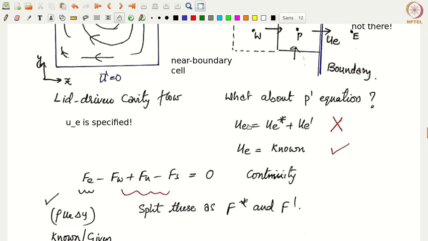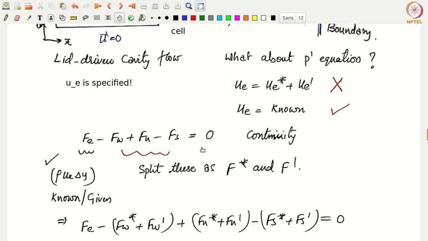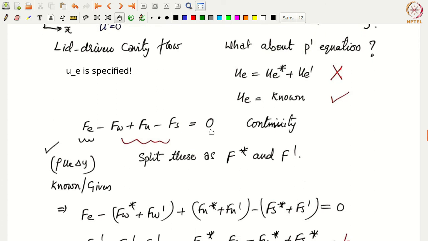That means we already know what the value is, then we should not write it in terms of star and the correction values. Okay, all right. Then if you look at the starting point for the pressure correction equation, we are starting off with the conservation of mass, right? Essentially Fe minus Fw plus F north minus F south equal to 0. This is the continuity equation, and because these are now used together with U east, U west, and so on, these will satisfy continuity. If there were stars on this, these would not satisfy continuity, right? If there were stars here, this would not be equal to 0. Because there are no stars here, this is equal to 0.